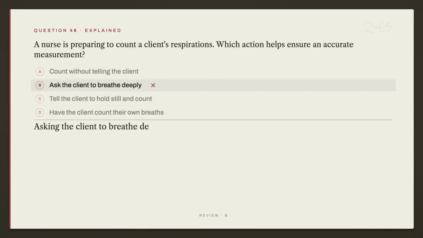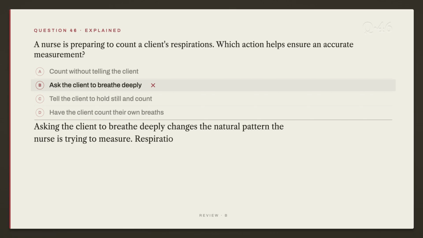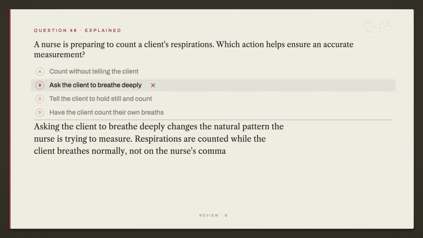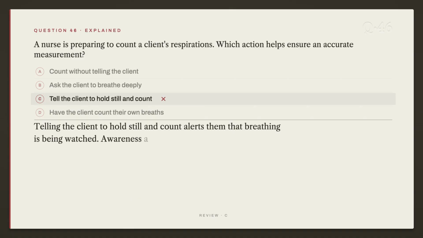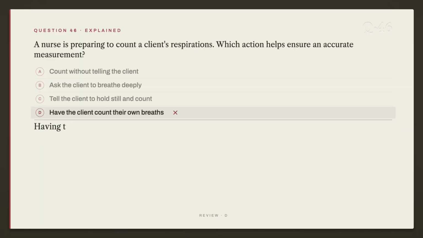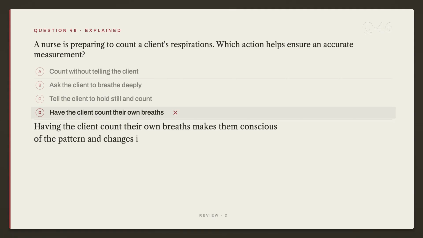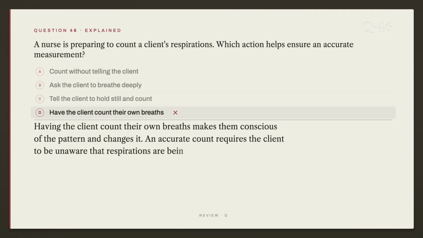B is wrong because asking the client to breathe deeply changes the natural pattern the nurse is trying to measure. Respirations are counted while the client breathes normally, not on the nurse's command. C is wrong because telling the client to hold still and count alerts them that breathing is being watched. Awareness alters the pattern, so the nurse measures respirations discreetly instead of announcing it. D is wrong because having the client count their own breaths makes them conscious of the pattern and changes it. An accurate count requires the client to be unaware that respirations are being measured.